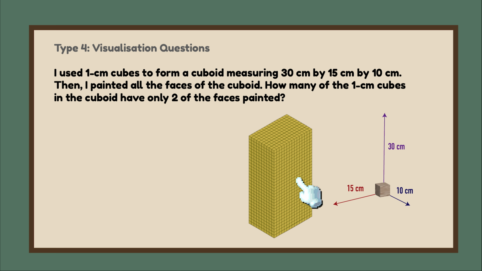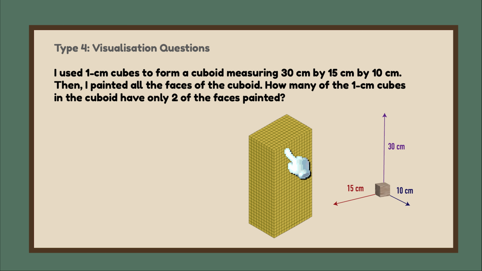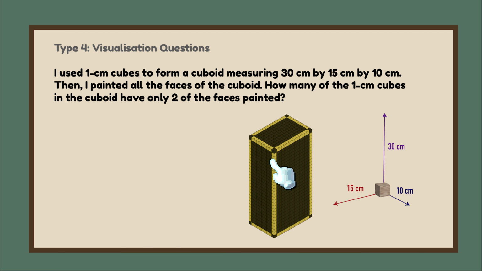So I think the ones here only have 1 side painted. The ones at the corner have 3 sides painted. So the ones with 2 sides painted are only the ones here. And how many of them are there? Counting along the length, we have 15 minus 2, so that's 13 cubes. 4 of these cubes, 1, 2, 3, 4, so 52.